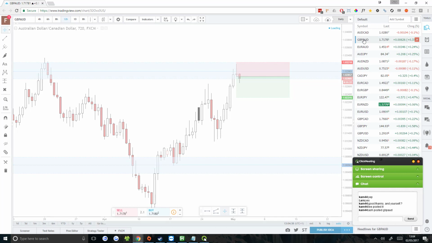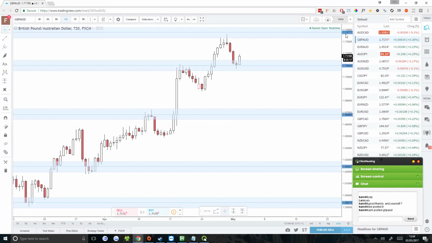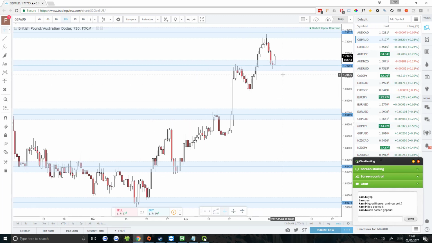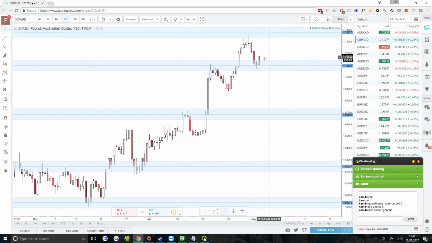All right, so GBPAUD, let's take a quick look at this. We also have a trade setup here that has triggered. Now this one was the one posted by Ash to the forum. And yeah, I was saying, this is why I love the forum, because sometimes when I'm too busy to look at my charts, I get alerts anyway, which is quite nice.